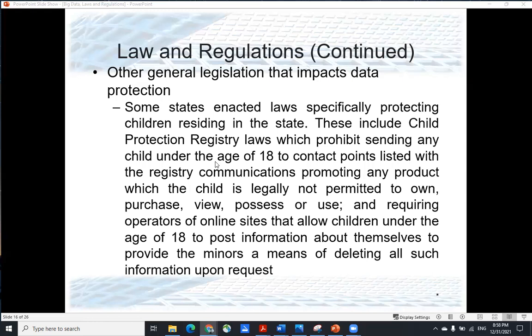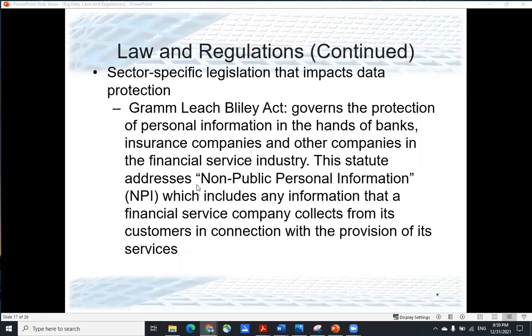That includes products to purchase, view, process, or use, and requiring operators of online sites that allow children under the age of 18 to post information about themselves to provide the minors a means of deleting all such information upon request. So you have to make that available on your website, letting them know how to make that request to delete information about themselves as someone who's under 18 years old. So this is very helpful, to be able to make that available to them.